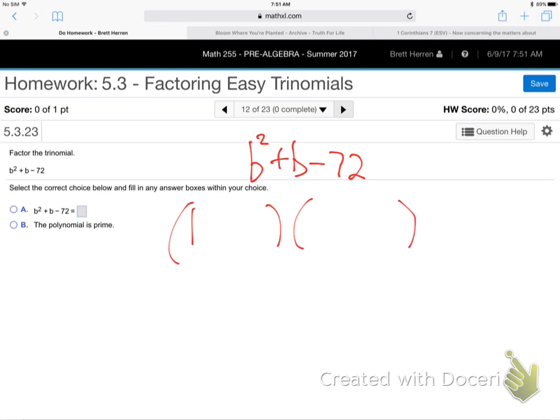So 2 parentheses, B's in the front. What multiplies to be 72? What number's in the middle there? Hiding invisibly. The 1, right? The plus 1.